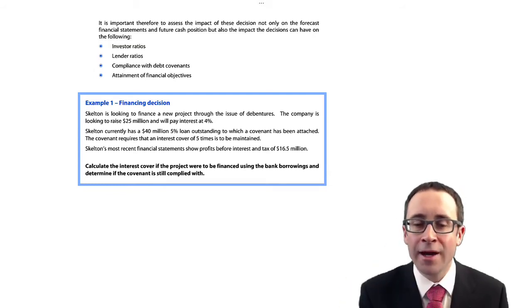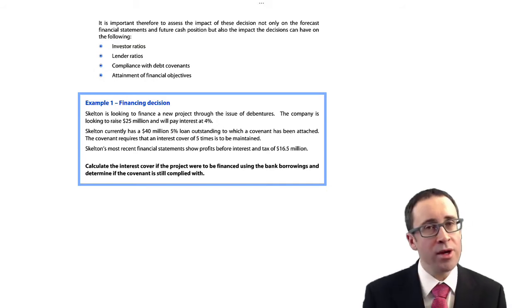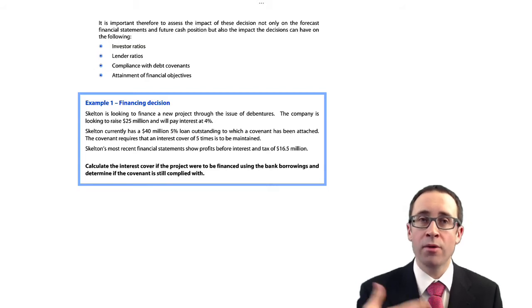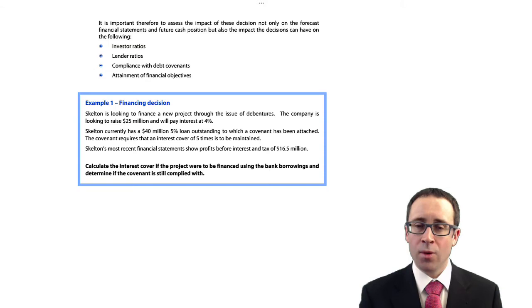And we want to make sure that we're still within those debt covenants, because if we breach those covenants, then we're in a lot of difficulty. The loans may be recalled if we haven't got the cash. Could be dangerous. And as well, how do those decisions impact your financial objectives?